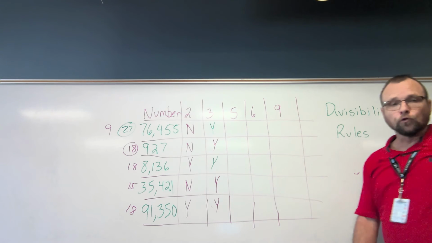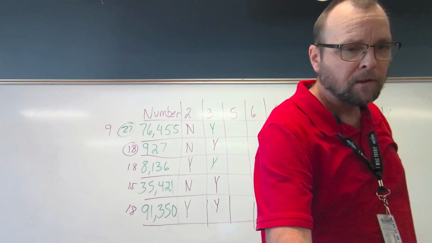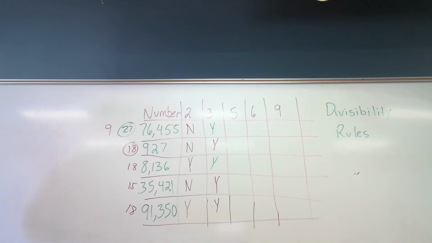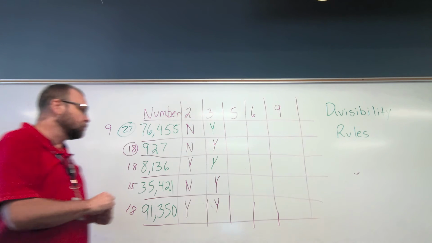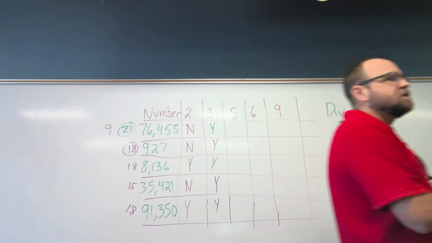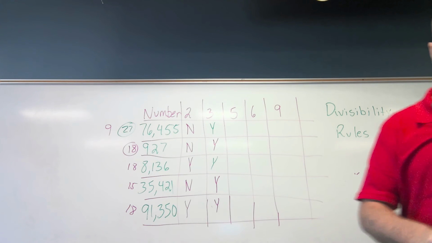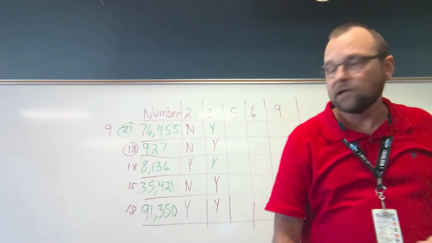Now let's look at the rule for the number 5. Alana, what is the rule for the number 5? The last digit is 0 or 5. The number is divisible by 5. If the last digit is 0 or 5, the number is divisible by 5.